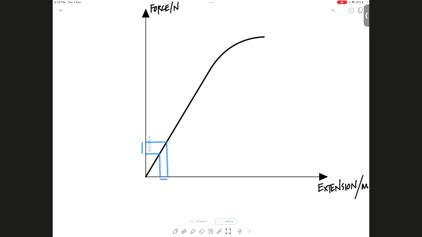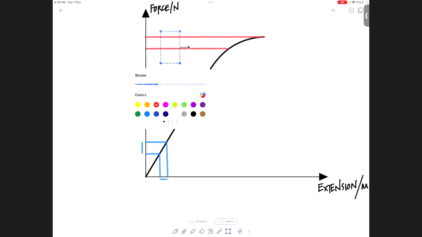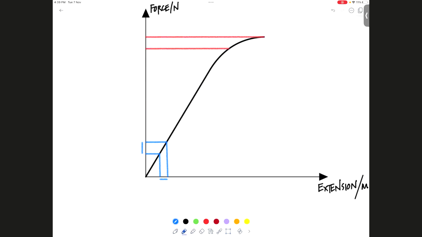Now, I'll apply the same amount of force up here. If I apply the same amount of force up here, do you see this part is the same as the one at the bottom? Am I getting the same amount of extension or am I getting more extension? Way more extension, right? And that tells you your material has permanently deformed. And that's a way to check whether your graph is right or wrong.